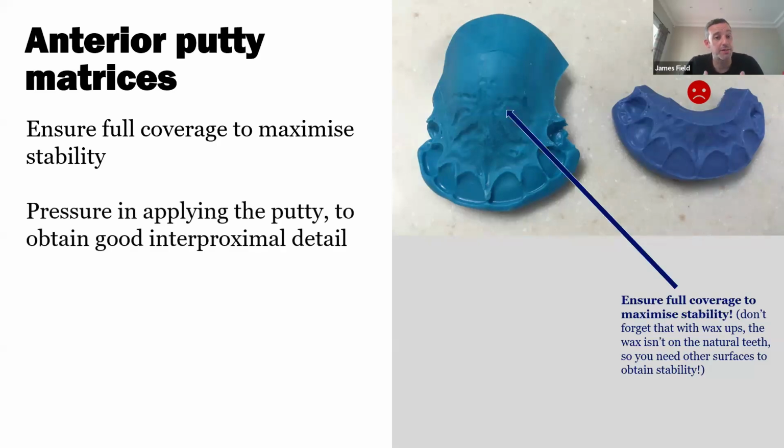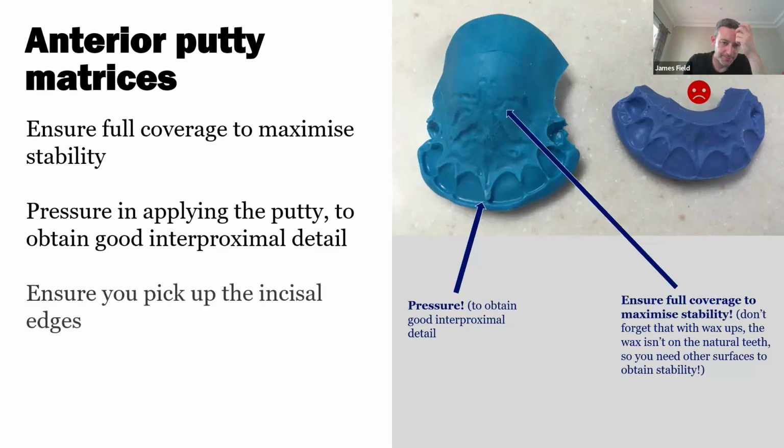You need a bit of pressure as well to apply the putty interproximally to obtain good detail. And you can see the difference there on the left and the right between the interproximal detail that we might have. That's really, really good to get. And make sure that you pick up the incisal edges as well. I see a lot of people with a scalpel that actually end up cutting away the incisal edges, perhaps by accident, but also not realizing it. So make sure you curve a little bit around your wax-up to pick up those incisal edges.